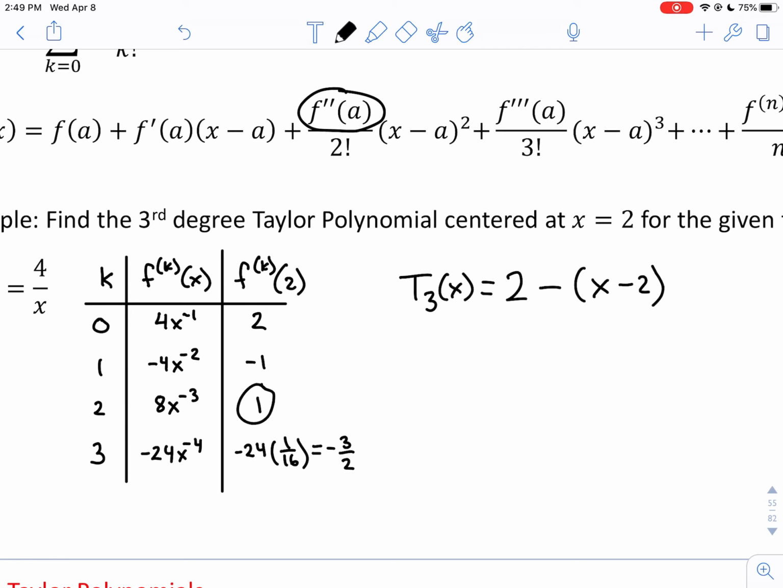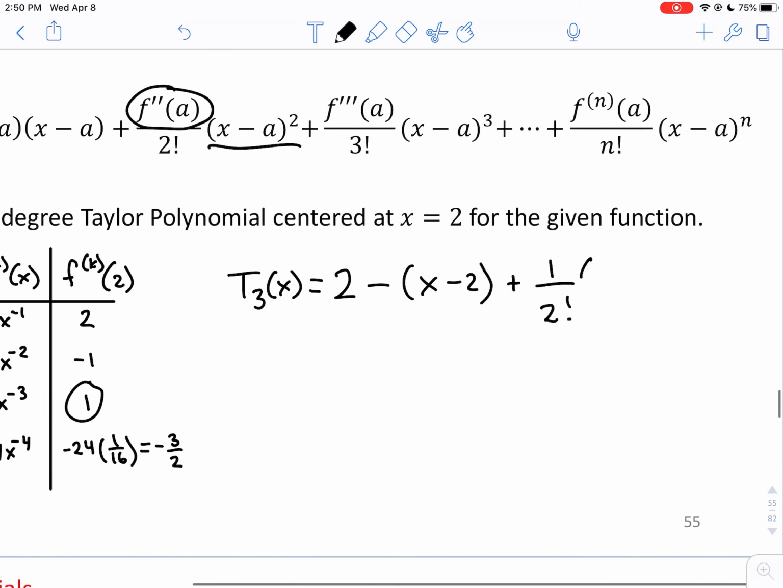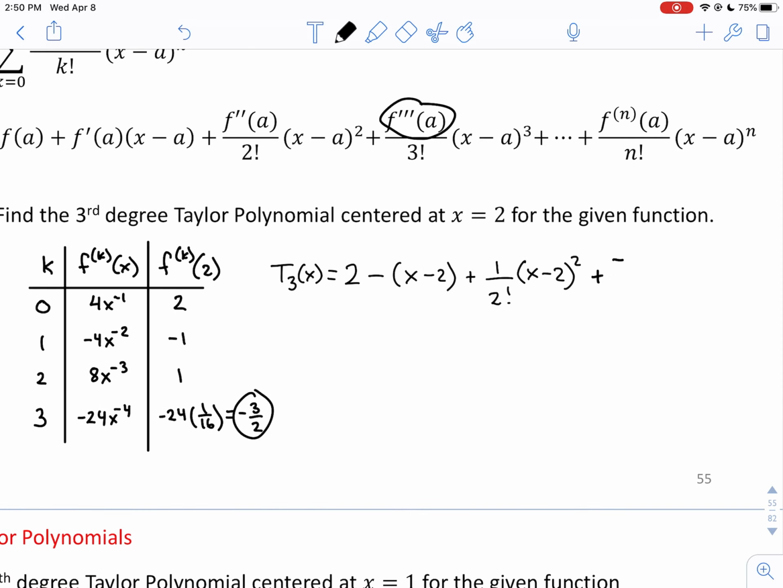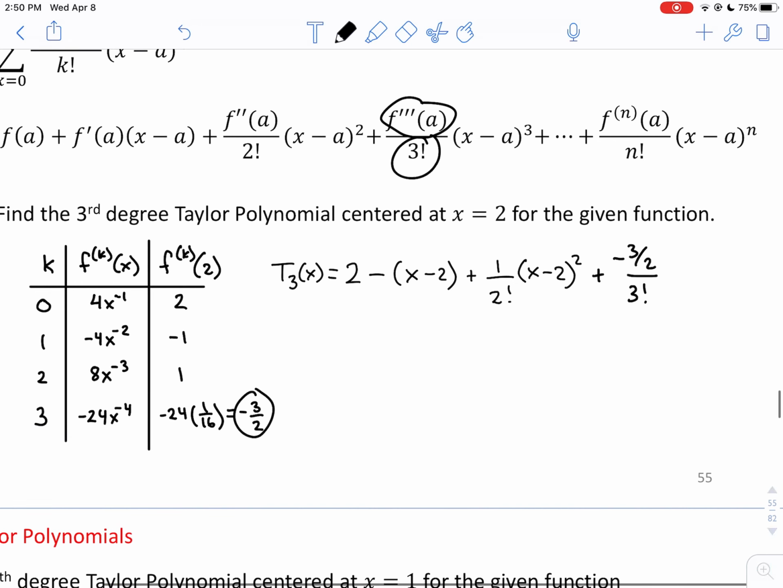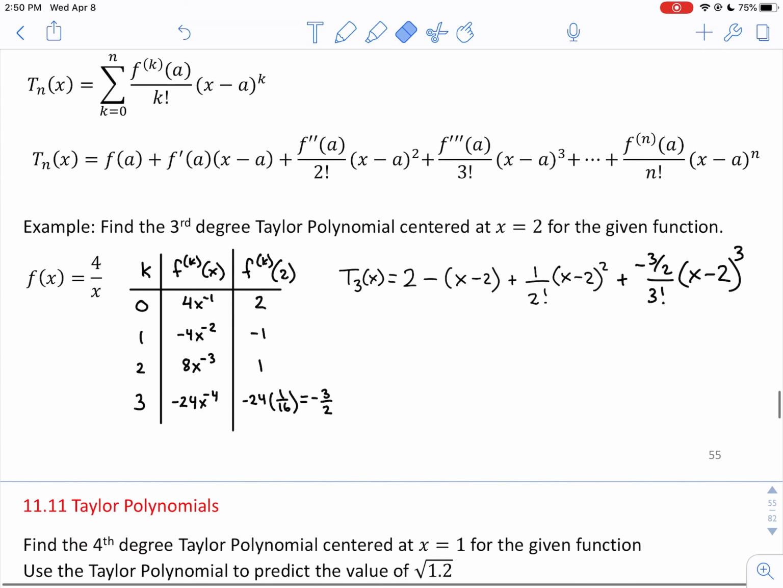That's going to go into this position right here. So we have plus a 1, and that's going to be over a 2 factorial. And then we have this x minus a, and a is 2, so x minus 2 squared. So we have one more replacement to do. This negative 3/2 is going to go into this position, plus a negative 3/2. That needs to be divided by this 3 factorial still. And we multiply that by an x minus a, where a is 2, and that's being cubed. And that's how we create a 3rd degree Taylor polynomial.